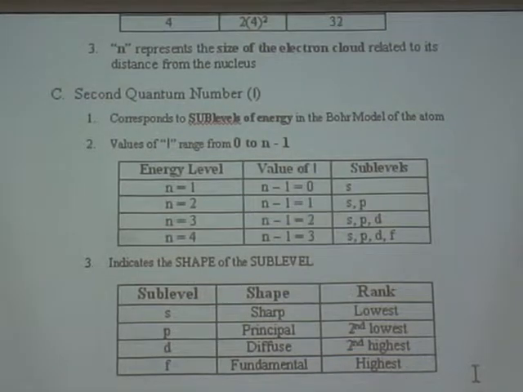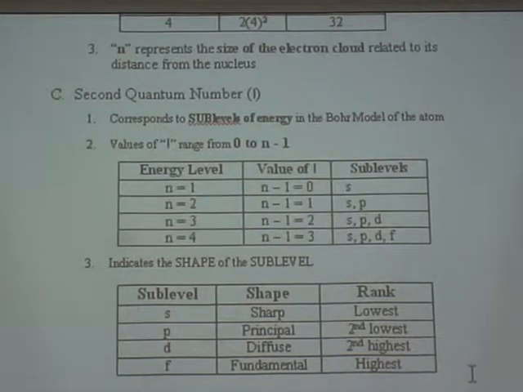Quantum number 2, or the second quantum number, is designated with an L. And you can see by number 1, it corresponds to sublevels of energy in the Bohr model of the atom. So again, we start with the principal quantum number. That is the most general. It refers to the row on the periodic table. So we have row 1, row 2, all the way down to row 7.